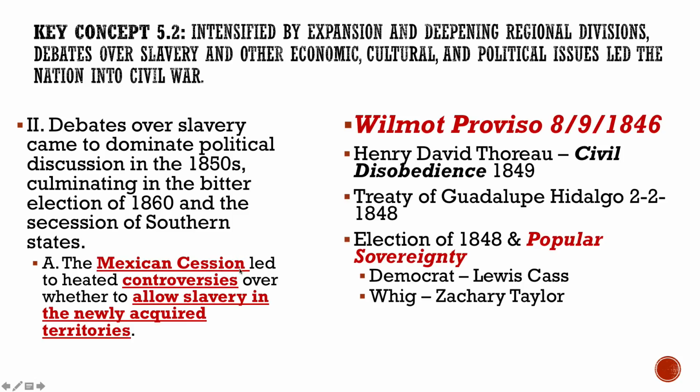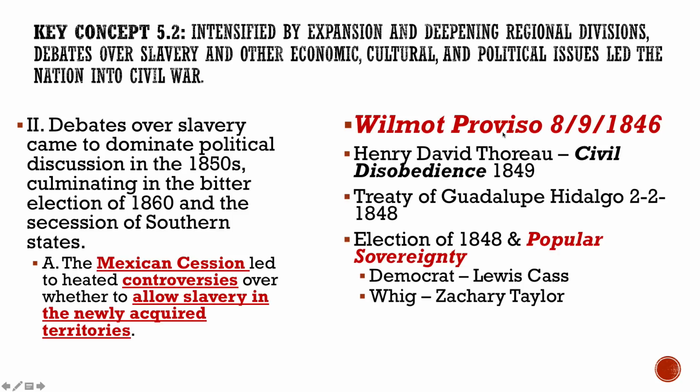By the way, the word cession means a legal transfer of land. Legal. How is war legal? Well, because there are declarations made, and then we took it through a legal means of war. Yeah, whatever. But it led to heated controversies because of slavery, right? Before the war even gets started, a member of Congress, David Wilmot of Pennsylvania, proposes a bill known as the Wilmot Proviso.